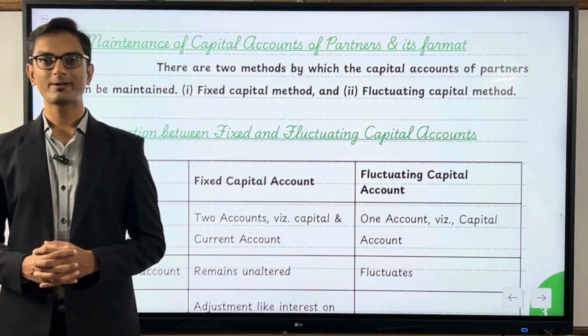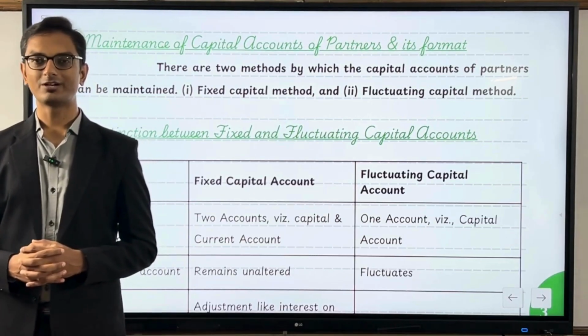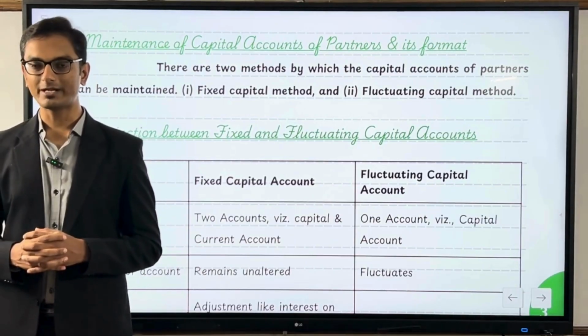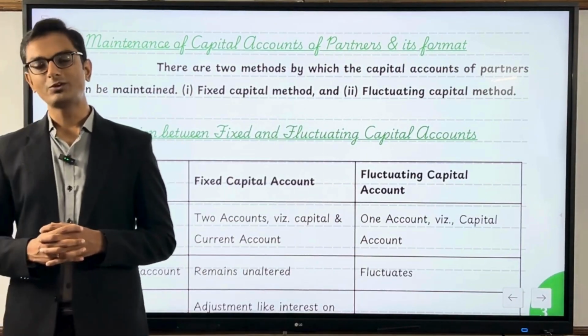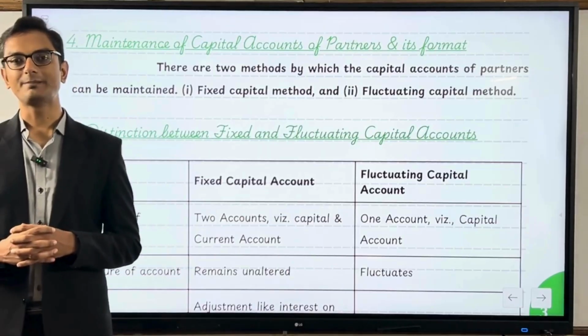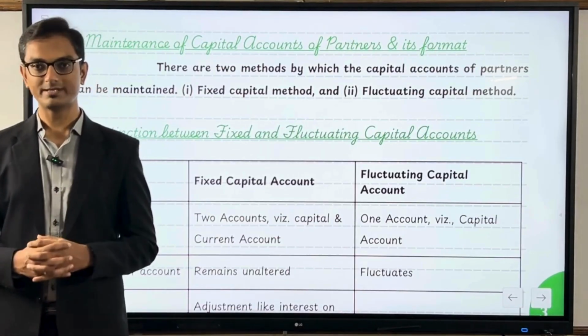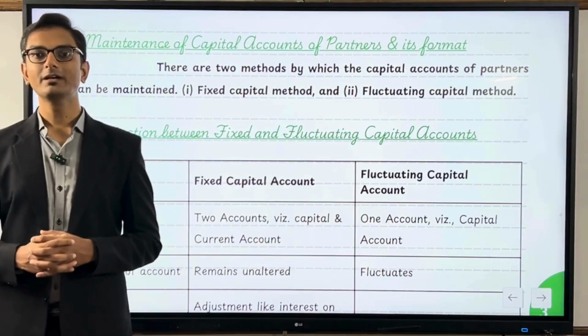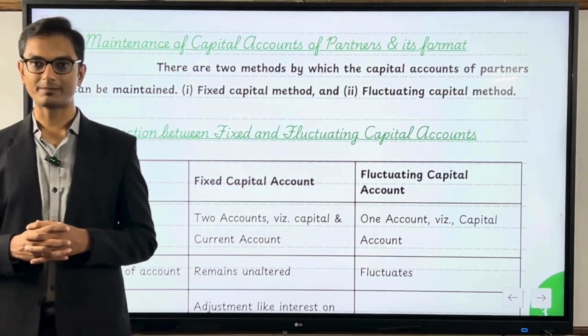Hello learner, today we are going to see the maintenance of partner's capital account in a partnership firm. There are two methods by which partners keep their capital account in a business. One is the fixed capital method and the other is the fluctuating capital method.